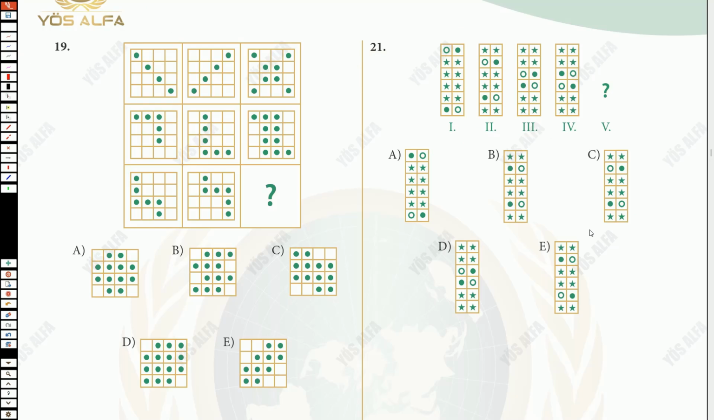Number 21. The figure relation is given from 1 to 4 and we're asked to find the one on the 5. So going from left to right, the two circles are going down one step at a time. So the two circles should be here. And the two circles at the bottom, they're going up one step at a time. So the rest of the figures are just the stars as given. So the answer would be E.